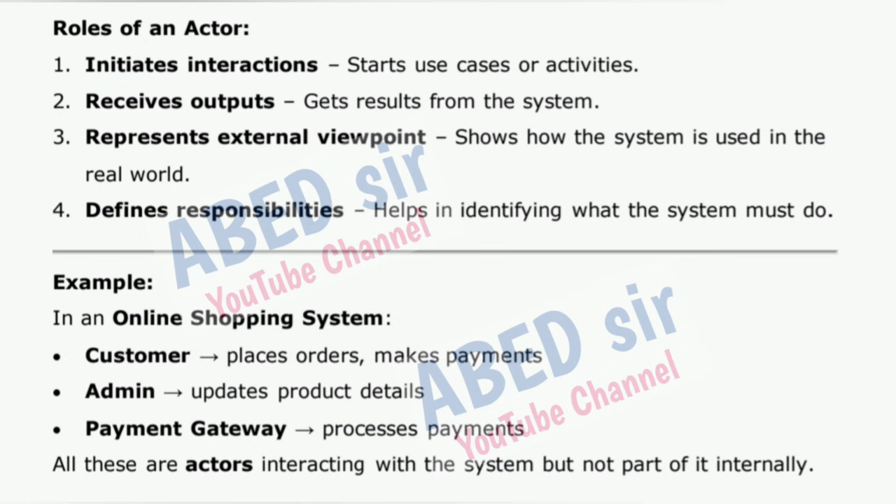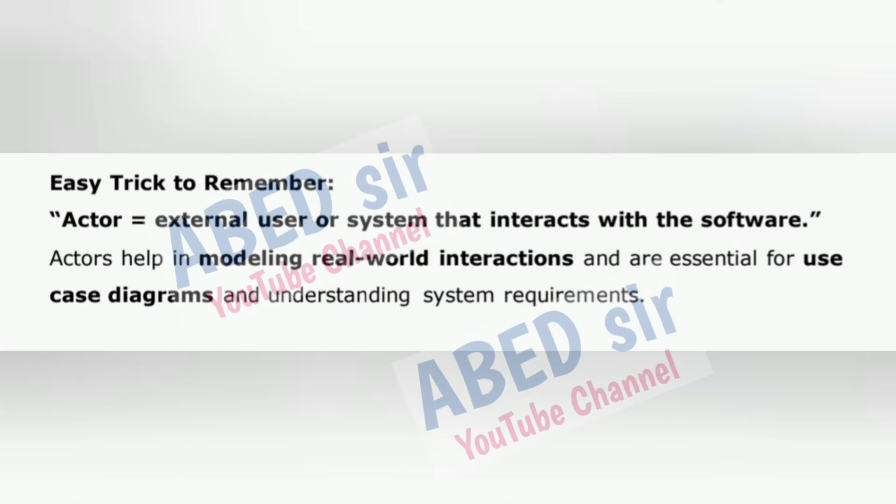Example. In an online shopping system, customer places orders, makes payments. Admin updates product details. Payment gateway processes payments. All these are actors interacting with the system but not part of it internally. Easy trick to remember. Actor is equal to external user or system that interacts with the software. Actors help in modeling real-world interactions and are essential for use case diagrams and understanding system requirements.